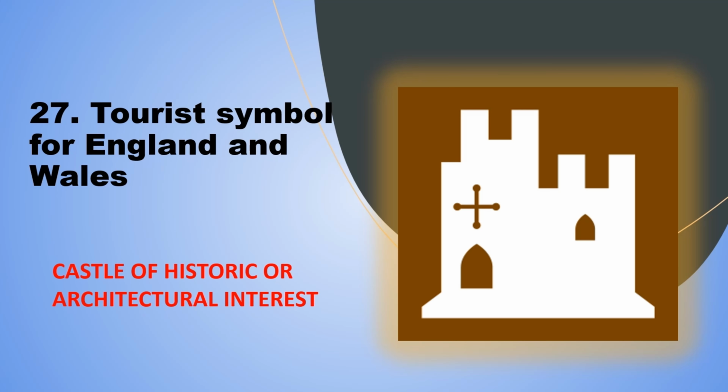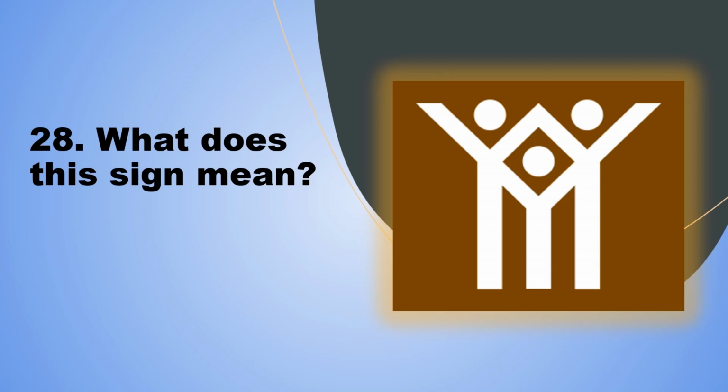This sign means that this is a castle of historic or architectural interest. Moving on to the next sign. What does this sign mean? This sign means a country park.